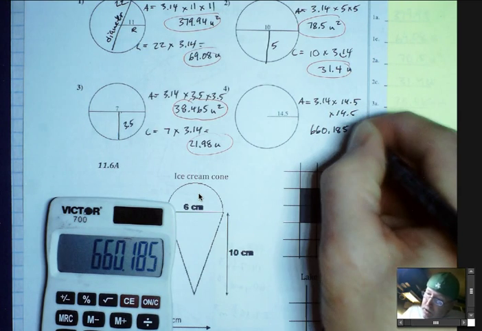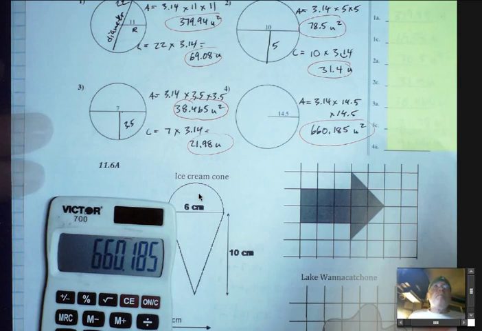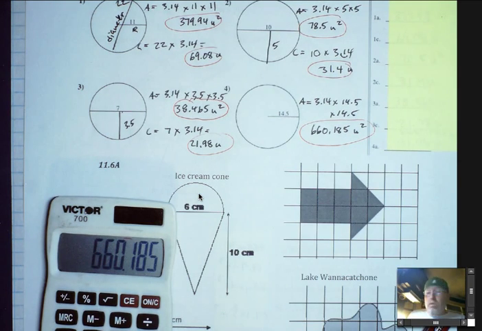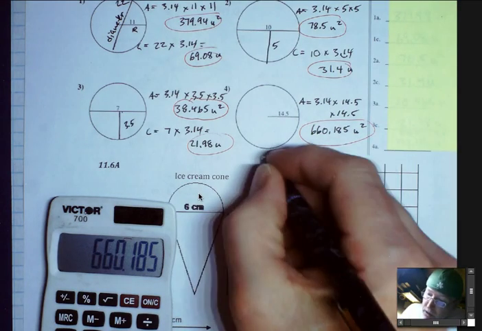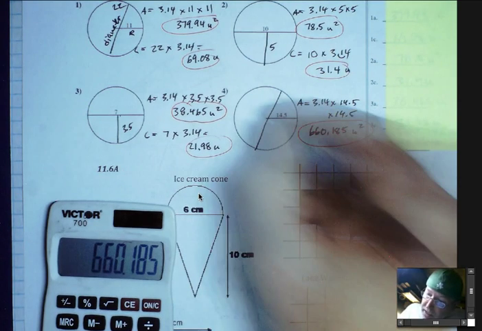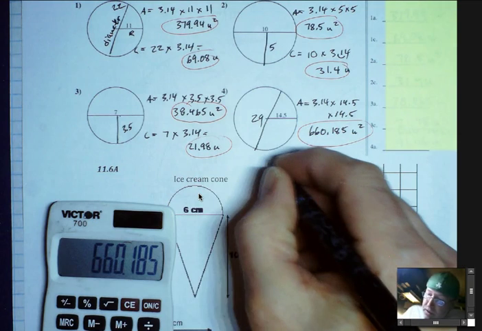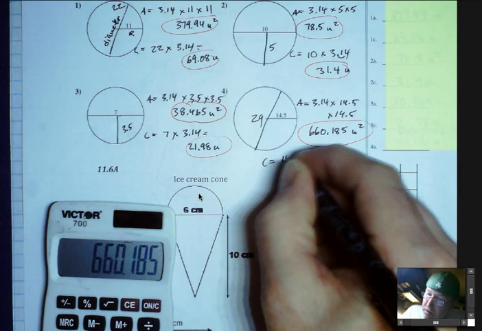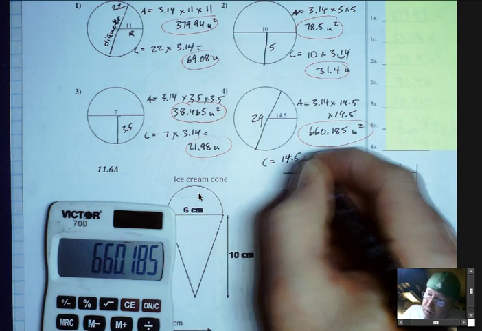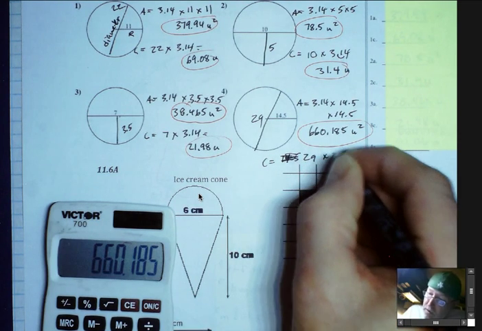660.185, and that's units squared. Circle that for you. We still have to do the circumference on that circle, so let's just check that out. So that would be d pi is around, so the diameter of this one, if this is 14.5, the diameter will be 29. Let's just double that. So the circumference is equal to 14.5, circumference is equal to 29 times 3.14.